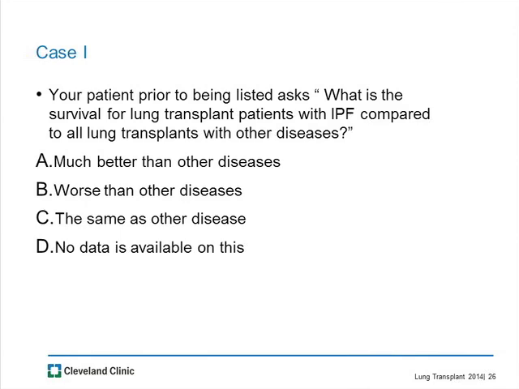Well, what your patient is asking are, number one, what are the outcomes from transplant, and what's the specific outcome for his disease? And the options are A, much better than other diseases, B, worse than other diseases, C, the same as other diseases, D, no data is available on this.